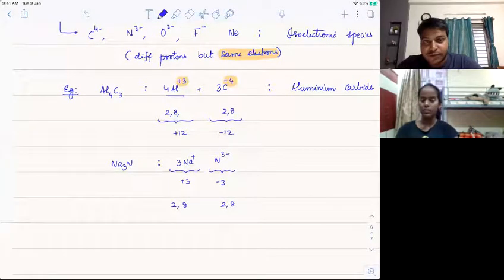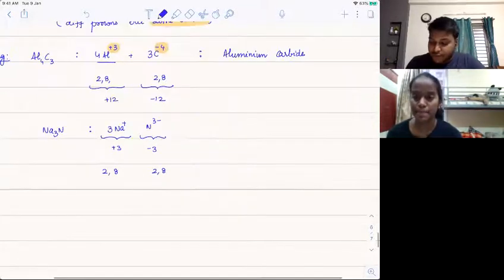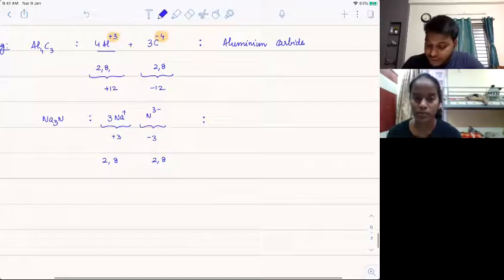Do you understand how the configuration is 2,8? Yes, because sodium has 11 electrons. If you remove one electron, it would have 2 and 8. Correct? Nitrogen has 2, 5. If you add 3 electrons, it will become 2, 8. So these two can combine, and this way they can form sodium nitride.